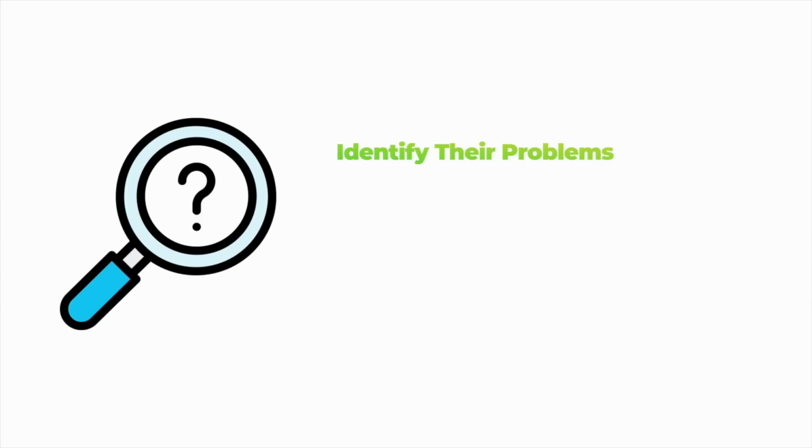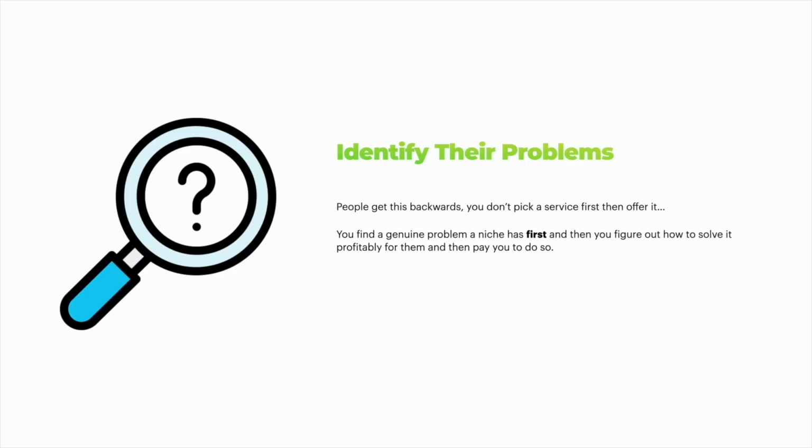Now, once you've picked a niche, what you want to do is identify that niche's problems. People get this backwards all the time. People pick the service first and then offer it to a random niche. But what you need to do is identify a niche, then identify their problems, and then figure out what service you can provide to solve those problems. You need to find a genuine problem a niche has first, and then figure out how to solve that problem profitably for them, and you're going to get paid to do so. This is what you call the market backwards approach.